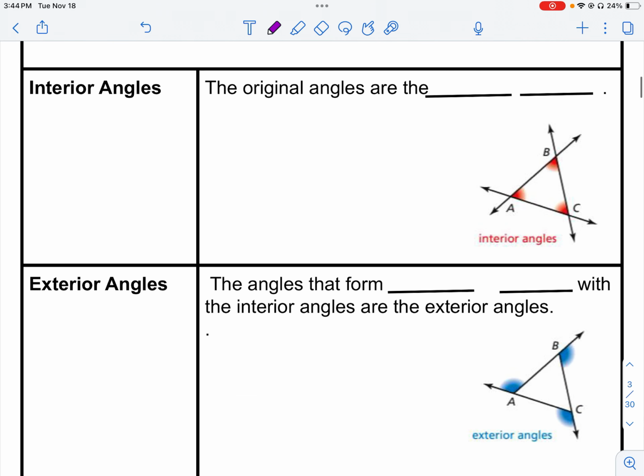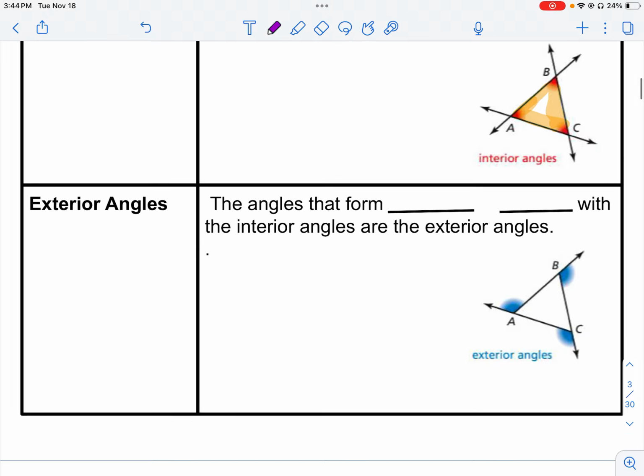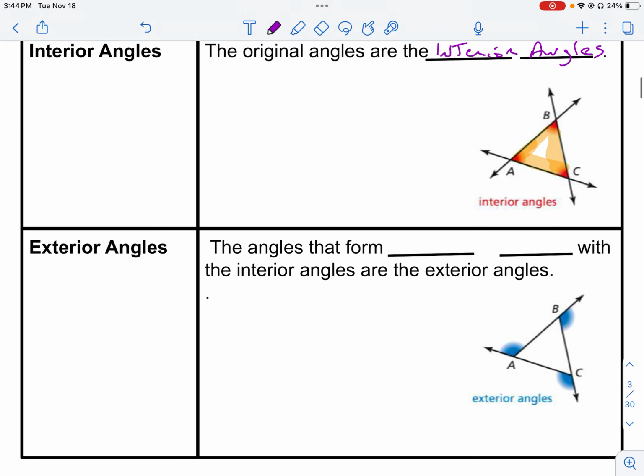All right, so let's talk about interior angles. The original angles in a triangle, these that we typically already think of as the angles of a triangle, are called the interior angles. And they're just the angles in a triangle. But we take it a step further, and the angles that form a linear pair with the interior angles are the exterior angles.